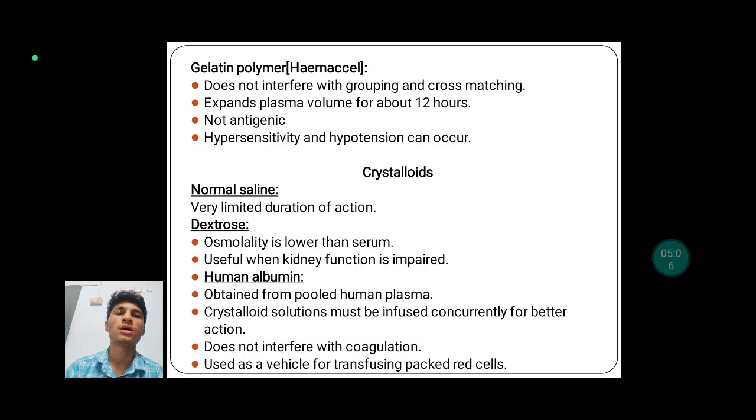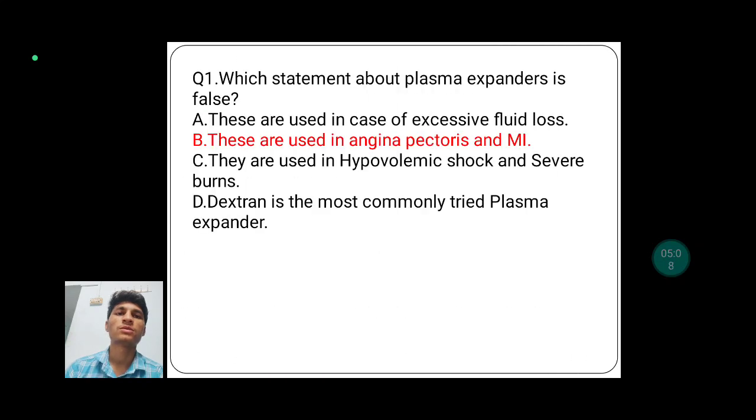Then we see the MCQs. The first MCQ: which statement about plasma expanders is false? First, they are used in cases of excessive fluid loss. Yes. They are not used in angina pectoris and MI. This is wrong, as they can cause these things. They are used in hypovolemic shock and severe burns. Yes. Dextran is the most commonly tried plasma expander.